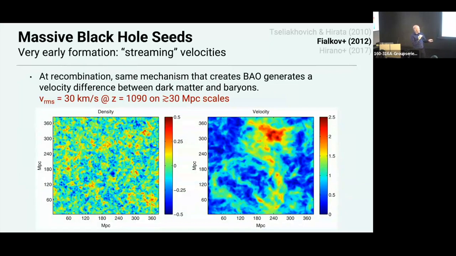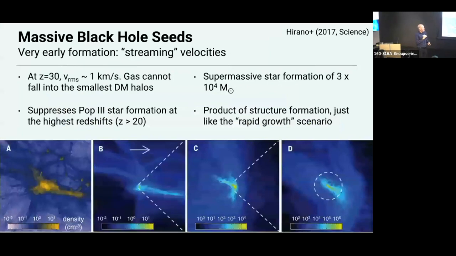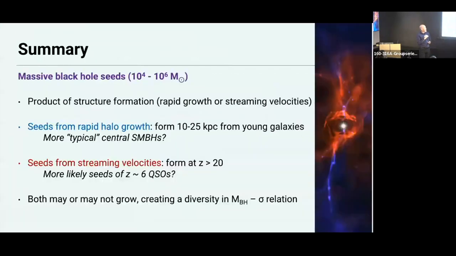So this is 400 megaparsecs on the side, but if you have a very high sigma peak in that region, with streaming velocities, you can actually suppress Population III stars and perhaps get a massive black hole seed at redshift 30. That then gives you enough time to explain these redshift 6 quasars. So I'm completely out of time. I'll put up my summary here, and I'll take any questions.